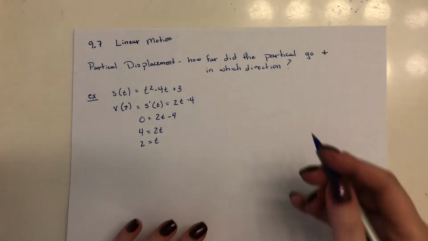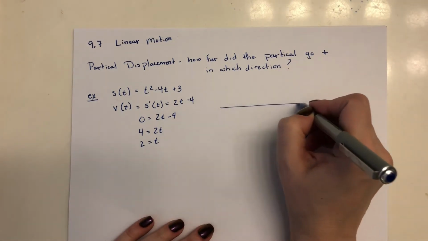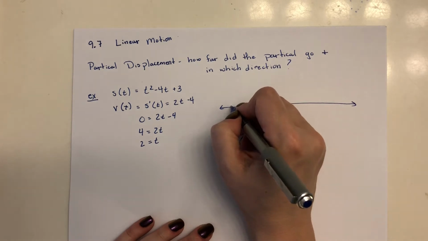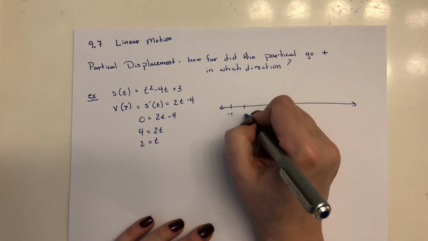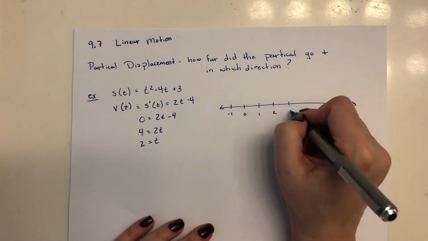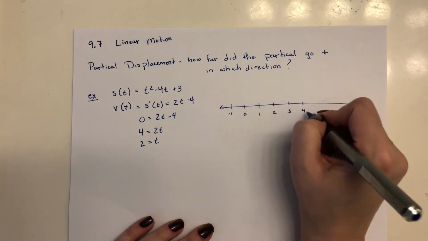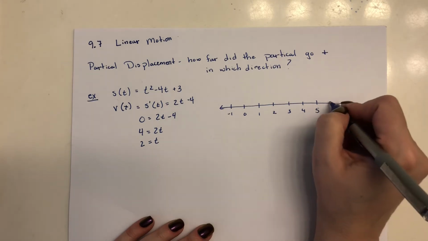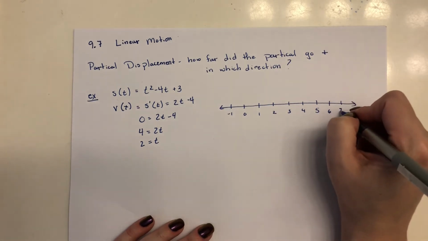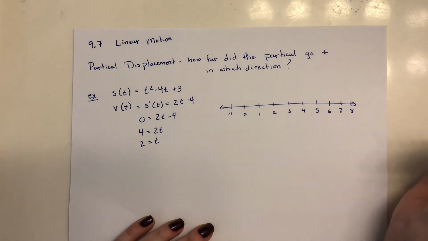So I'm going to make a little graph over here, and let's find out what our particle is doing. Okay, so let's see here. I'm going to put -1, 0, 1, 2, 3, 4, 5, 6, 7, and I'm going to end it up here with 8.